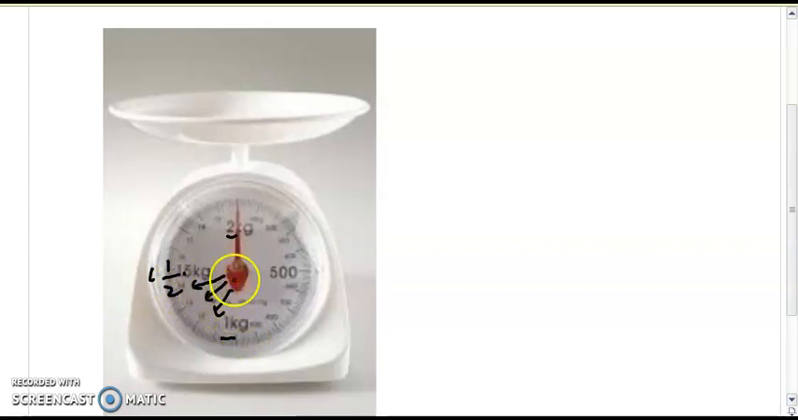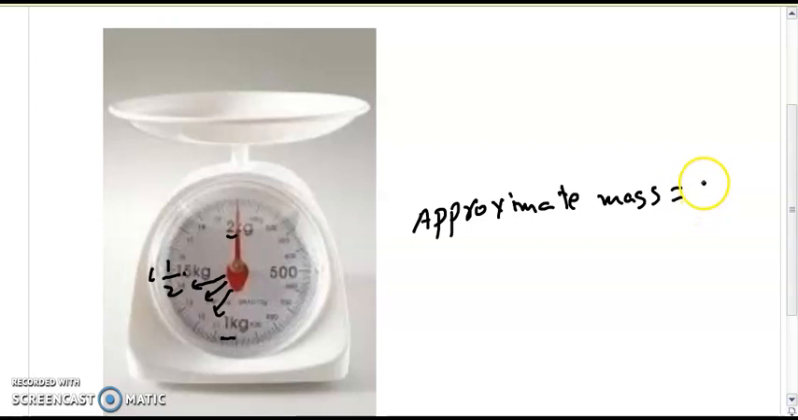So if this is the case where the pointer of the mass scale is before halfway, we will say that the approximate mass is equal to 1 kg.